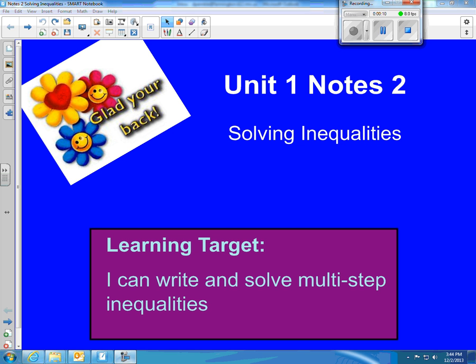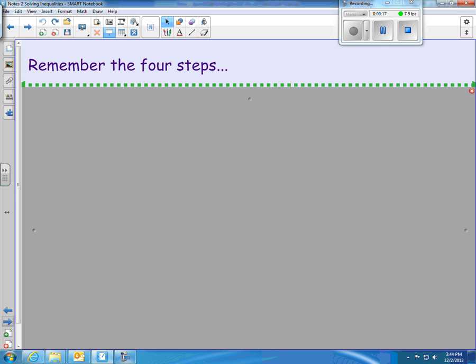We're going to continue on with our Unit 1 Notes 2, and today we're going to be solving inequalities. Our learning target is I can write and solve multi-step inequalities. So this is going to be very similar to solving multi-step equations, and therefore we need to remember our 4 steps from our previous notes.